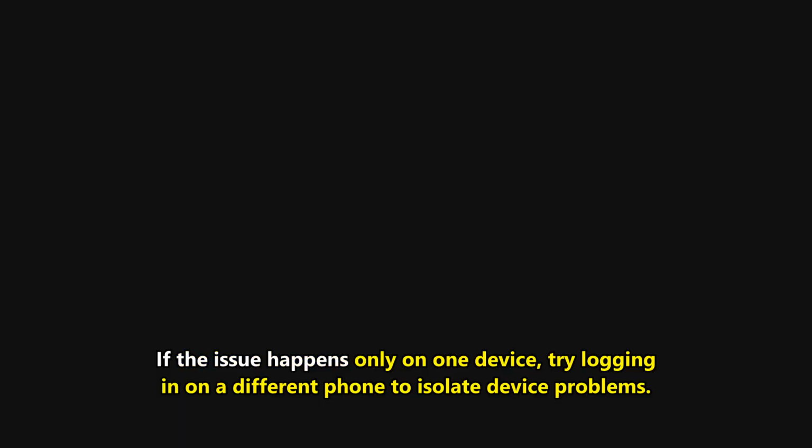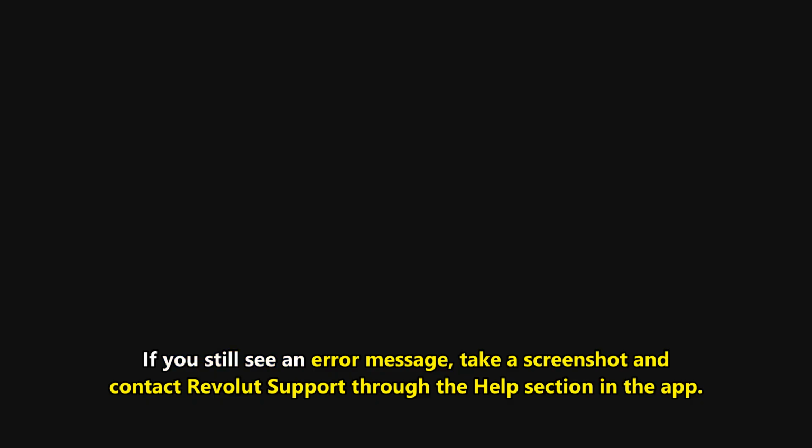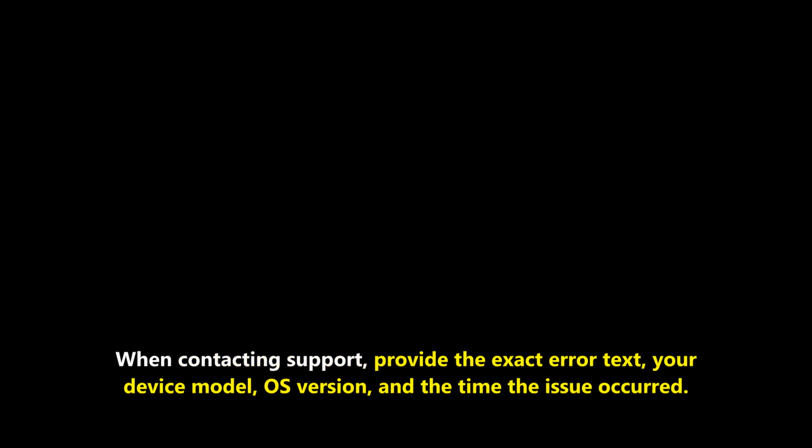If the issue happens only on one device, try logging in on a different phone to isolate device problems. Check Revolut system status online to confirm there is no ongoing outage affecting logins or verification. If you still see an error message, take a screenshot and contact Revolut support through the help section in the app. When contacting support, provide the exact error text, your device model, OS version, and the time the issue occurred.